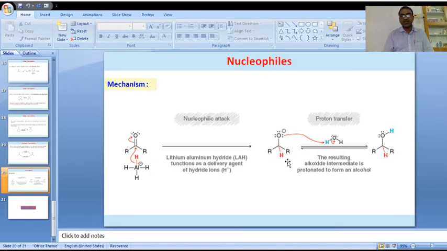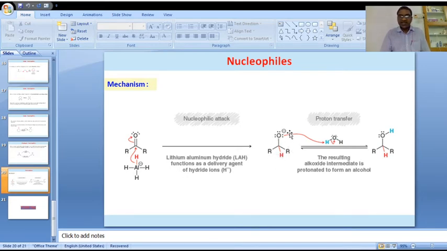This is the alkoxide intermediate. It is a tetrahedral structure. The tetrahedral alkoxide intermediate is formed in this first step. Now let us go to the second step.